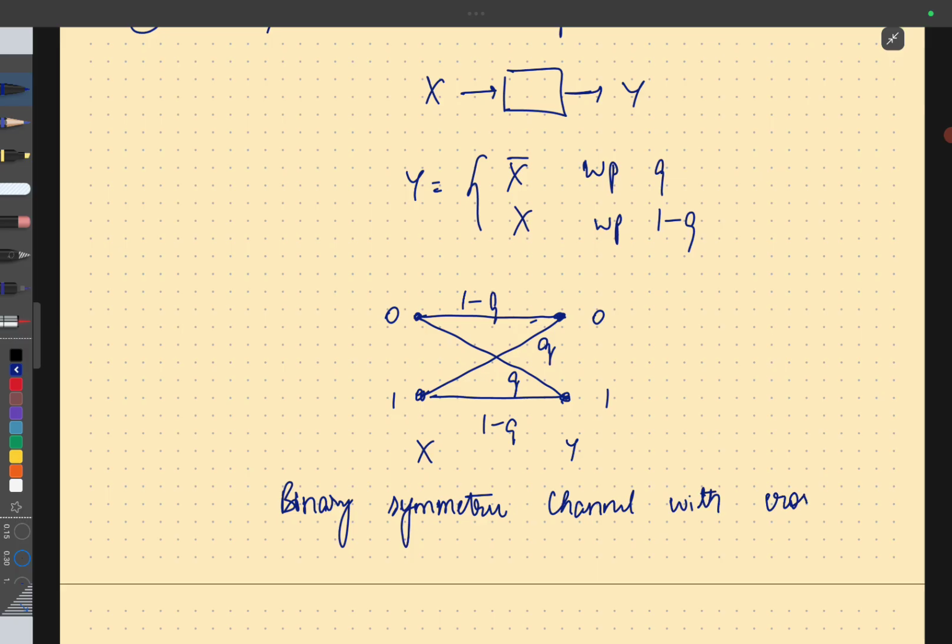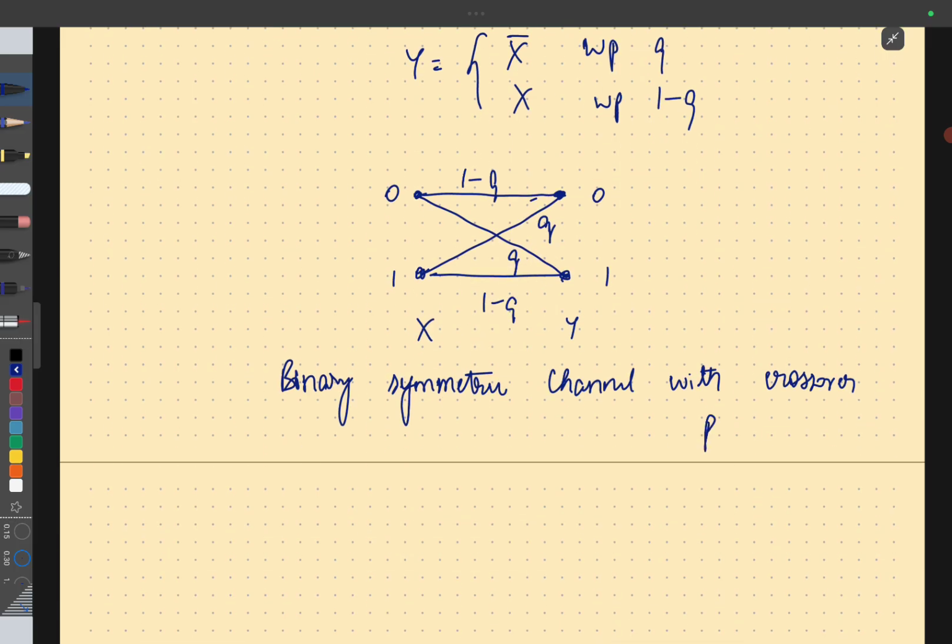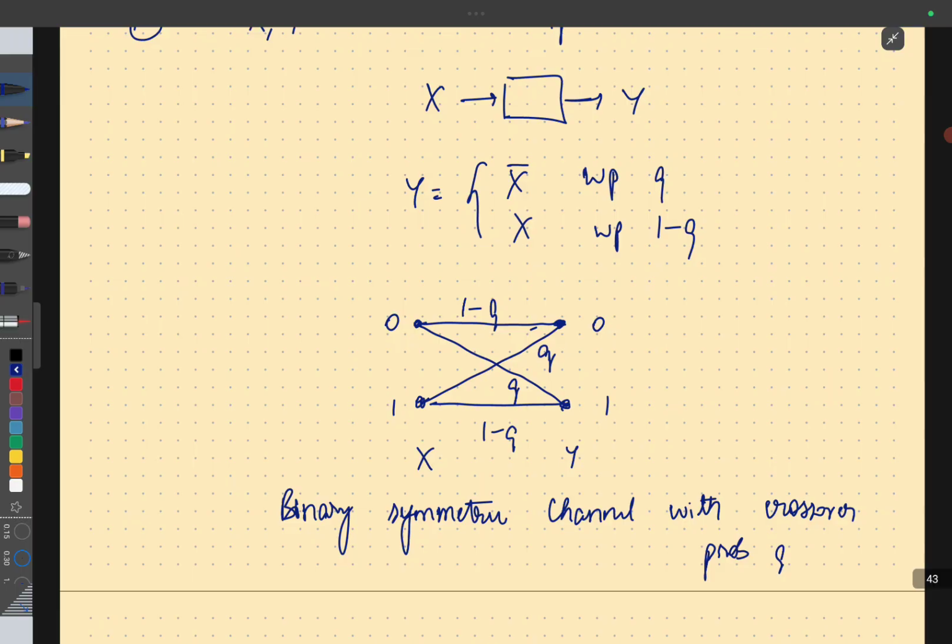With crossover probability q. When I say a channel, it's nothing but a conditional distribution p(y|x). That's all it is, nothing more. So the moment it is some p(y|x), I have an input distribution and a conditional distribution that fully specifies the joint distribution between x and y.